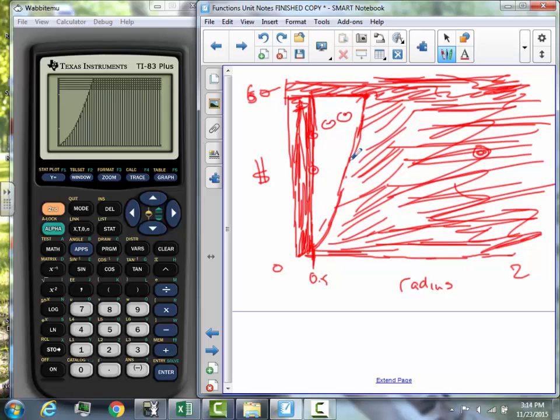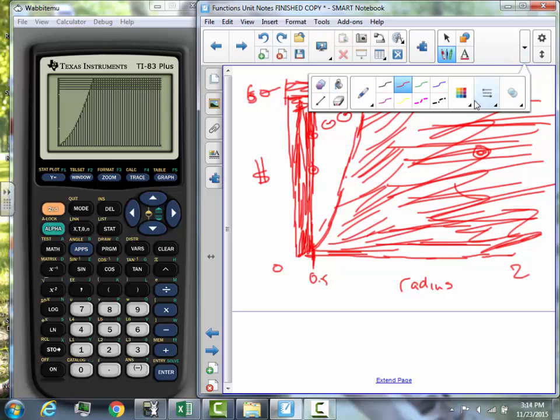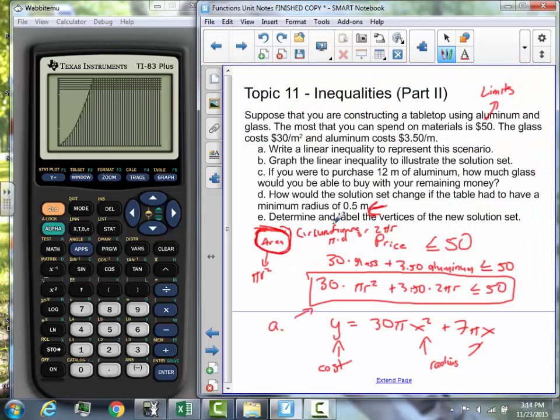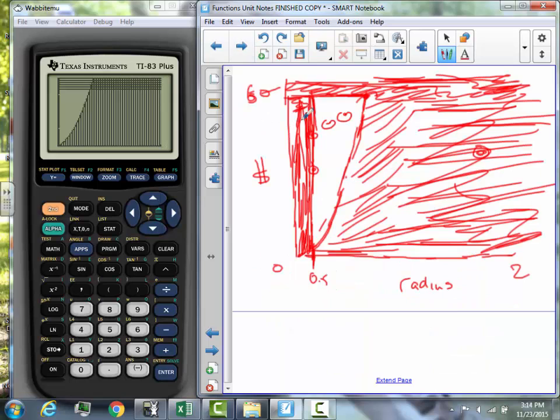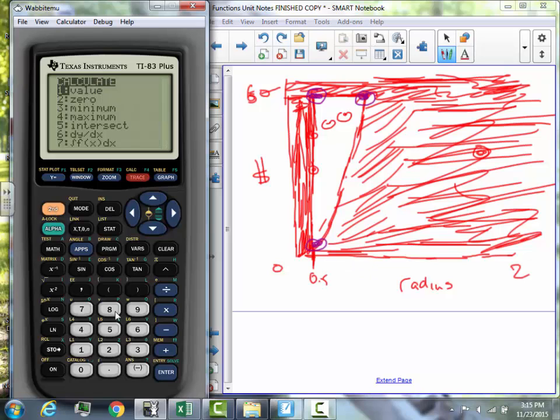Okay. One last thought on this one, and then I'm going to try the next example. The very, very last question then says label the vertices of the new solution set. Vertices would be right here, here, and here. Vertices would be the corners. And what I might ask you to do is find me where they intersect, which we actually have a tool for. Literally, go find intersect, and you can find where these things cross.